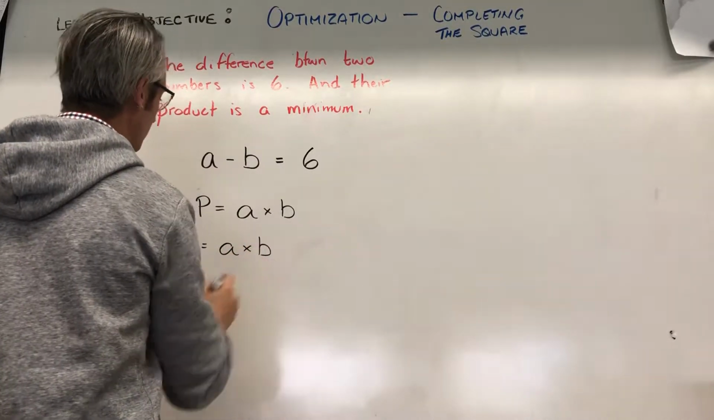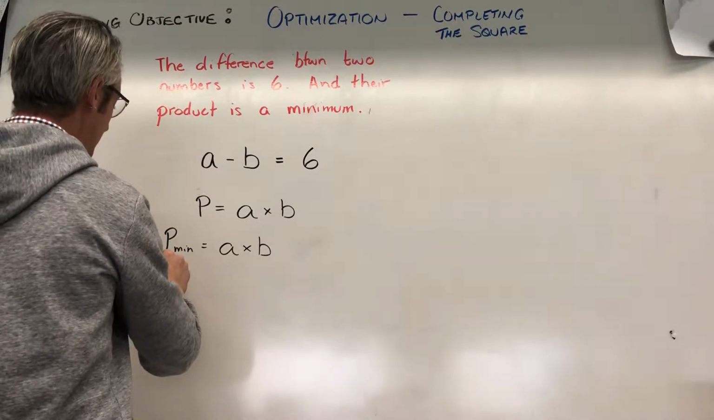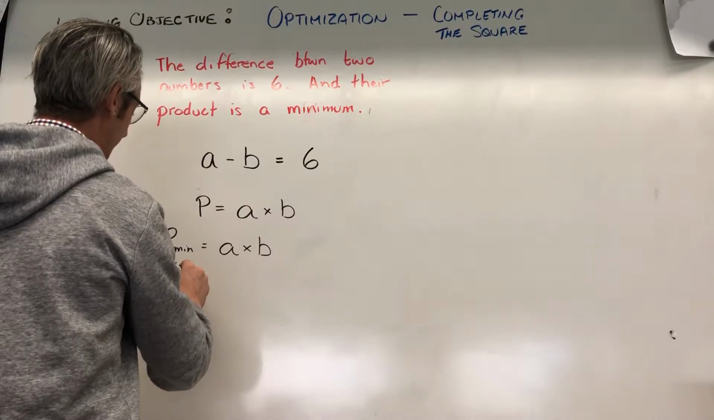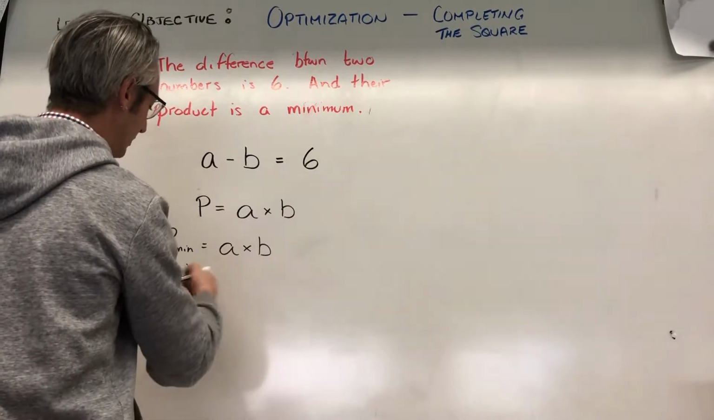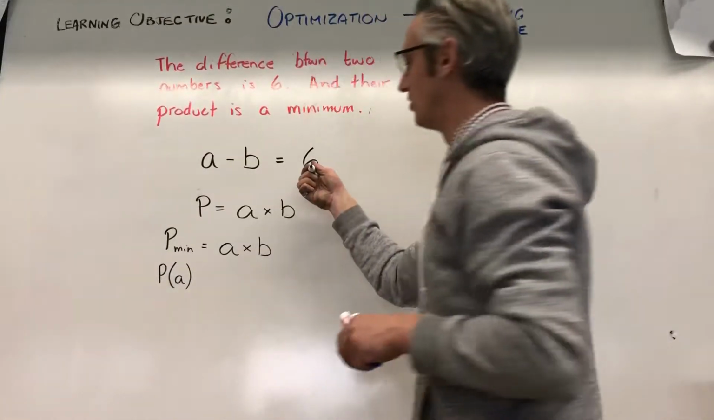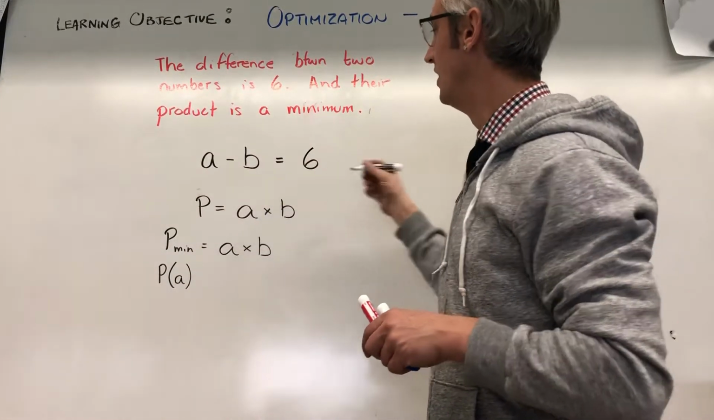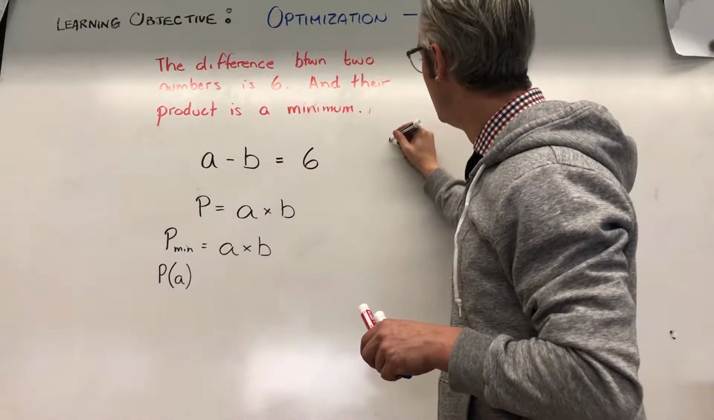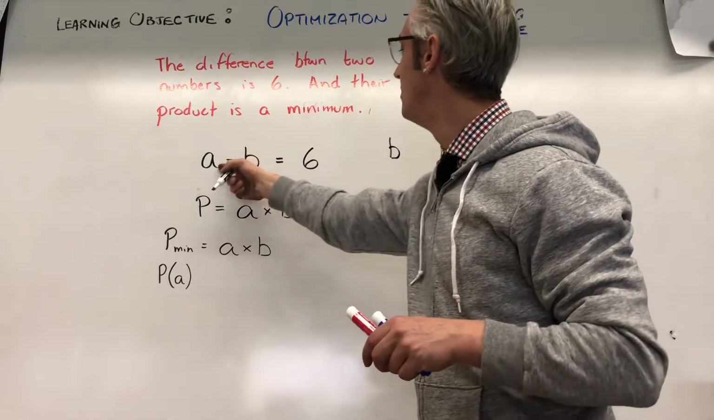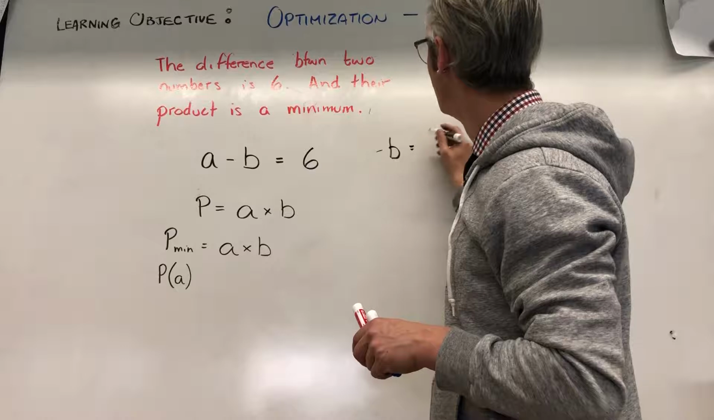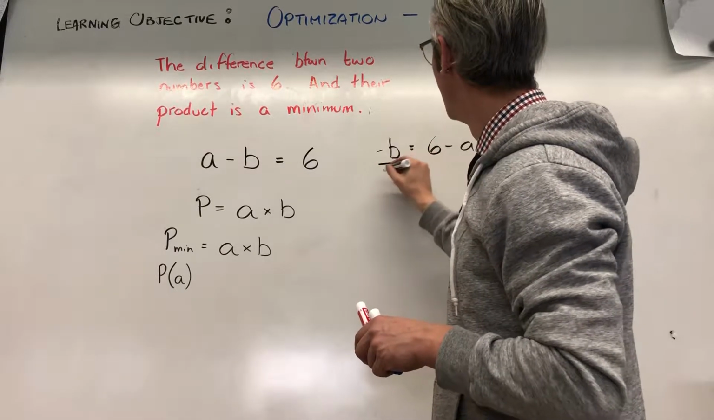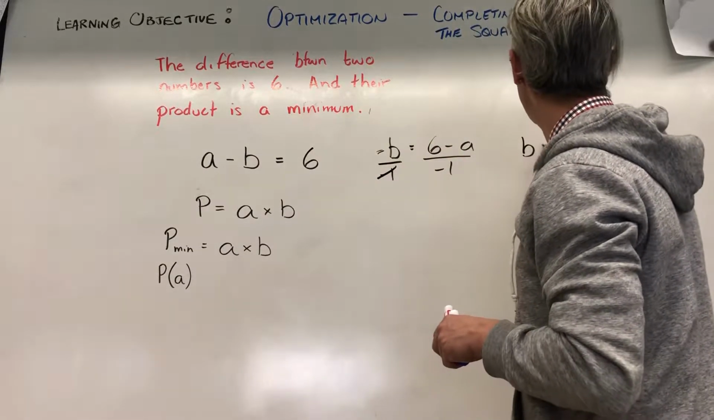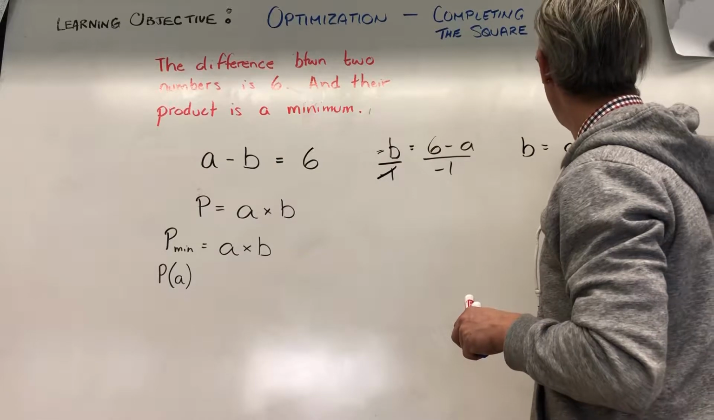A times B. Now, this P is kind of like a function. It's a function P as a function of A, of one of our numbers. So if we want to do P as a function of A, then I have to turn B in terms of A, or A in terms of B. Let's do it this way. So B, if I move over here, so negative B is equal to 6 minus A, divided by negative 1 gets rid of the negative, I get B is equal to A minus 6.